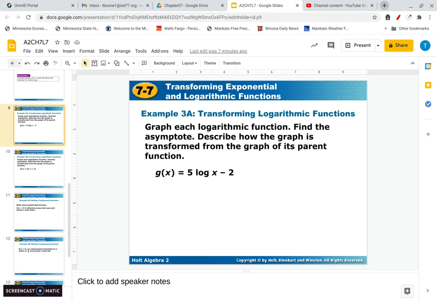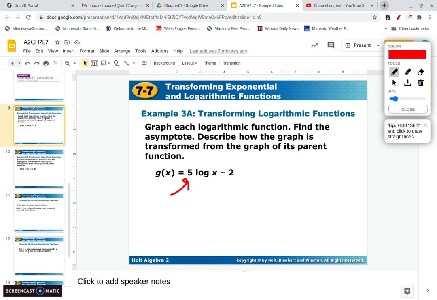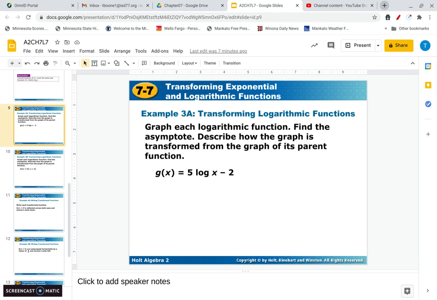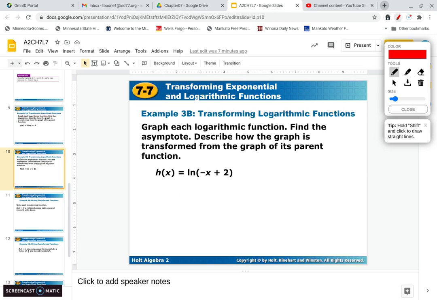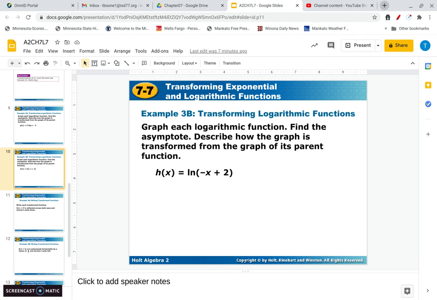So let's talk about the transformations. Putting a 5 out in front is going to be a vertical stretch of 5. And if we go minus 2, that's going to move it down 2. Notice no parentheses there, so we know it's vertical. All right, what if we have something like this? Our parent function here is the natural log. Well, the negative x is again going to be a reflection across the y-axis. And the plus 2 is in parentheses, so that's going to move it left 2. Don't be afraid to look back at those rules and get comfortable with them.